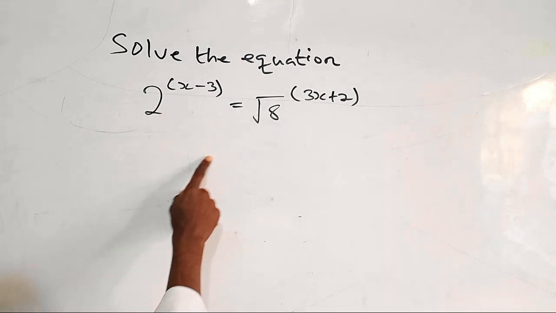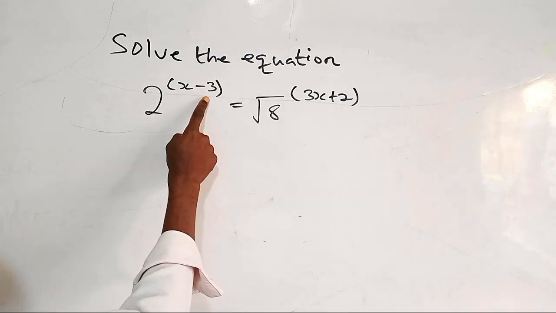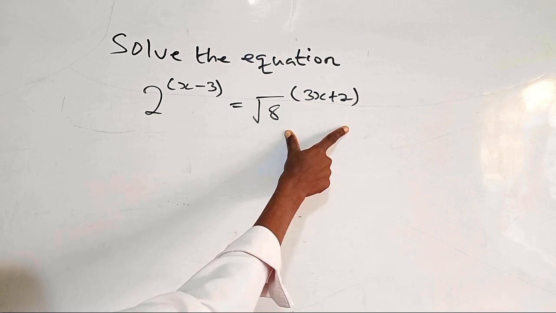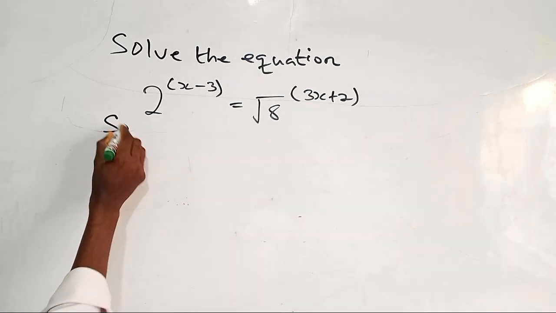The question says, solve the equation. This is an exponential equation. How do we solve this? We have 2 raised to the power x minus 3 equals root 8 raised to the power 3x plus 2. So how do we go about this? So we have the solution.